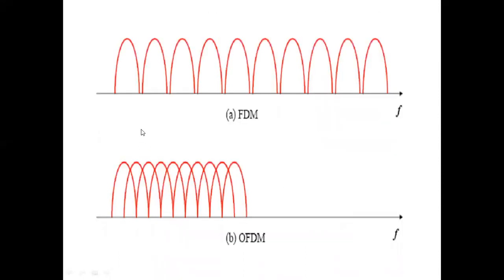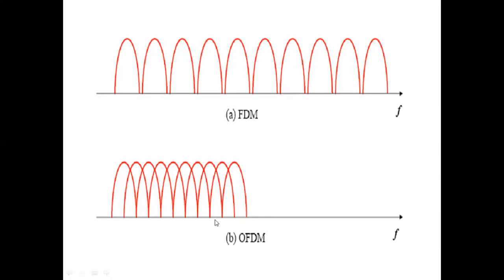If you see the figure, figure A represents FDM and figure B represents OFDM. In the FDM technique, we have many channels, called subchannels, and these subchannels are separated by guard bands. By this method, we are using the highest bandwidth. This is the drawback of the FDM method, so then we go for OFDM.